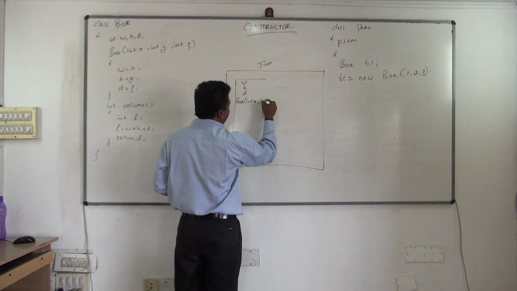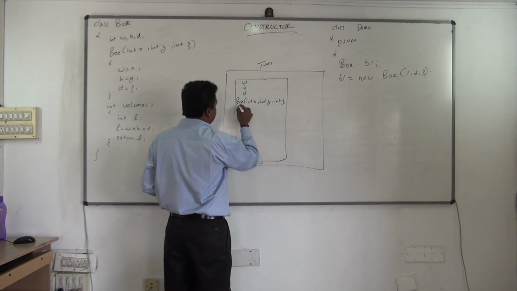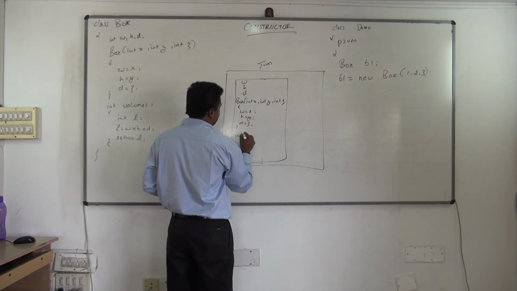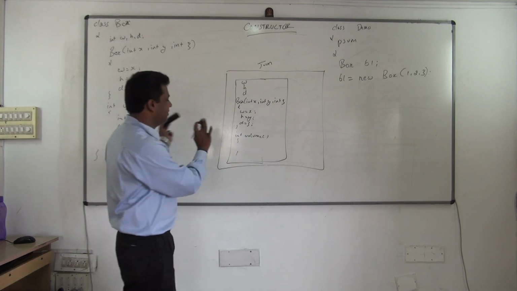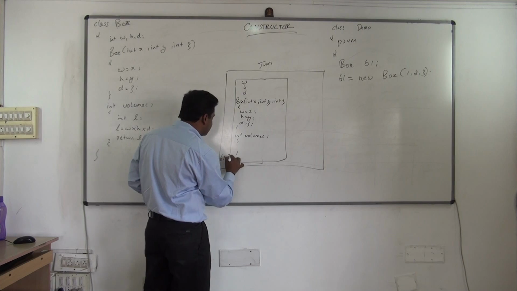Int X, int Y, int Z. W is equal to X, H is equal to Y, T is equal to Z, int volume. So this is your method and it is the same. What you have written, the same code will come into existence. I am not writing the code in volume, but the same thing will come into existence, and this is B1.